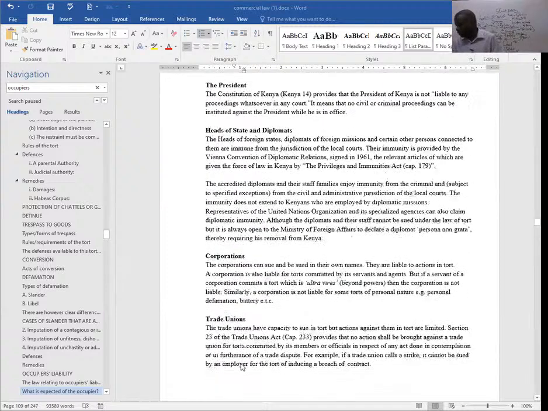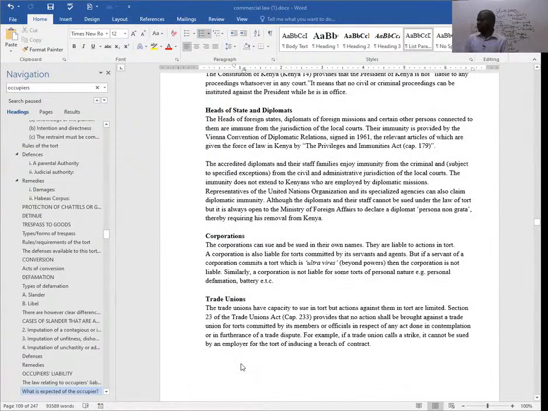Trade unions. Trade unions have capacity to sue in tort, but actions against them in tort are limited. That particular section of the act provides that no action shall be brought against a trade union for torts committed by its members or officials in respect of any act done in contemplation or in furtherance of a trade dispute. For example, if a trade union calls a strike, it cannot be sued by an employer for the tort of inducing a breach of contract.